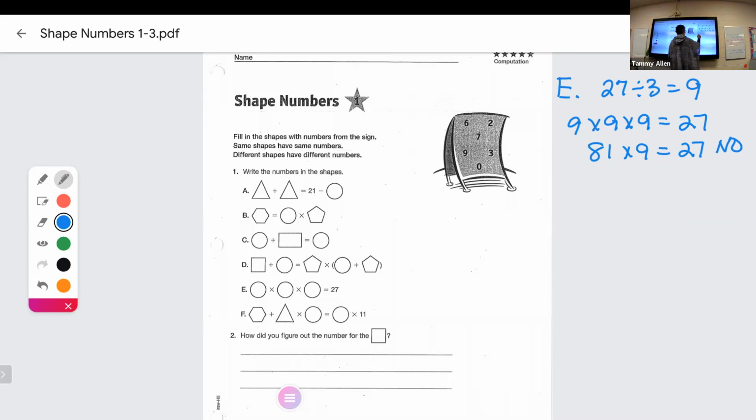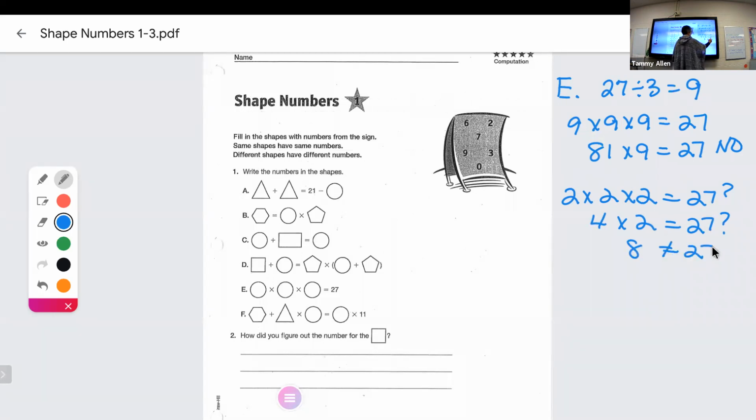2. So we're going to try 2 times 2 times 2 and see if that equals 27. What's 2 times 2? 4. 4 times 2 is 8. 8 does not equal 27. If you put that slash over the equal sign, so we could have done that up here, but we knew that was going to be way too high up there, so we're going to put a no there. So 8 does not equal 27. So it can't be 2 and it can't be 9. What do you want to try next?